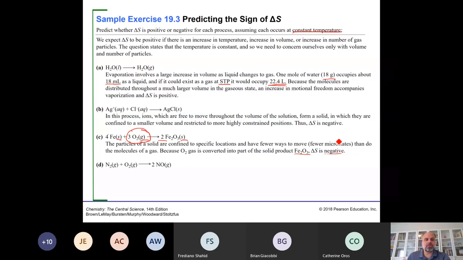And look at D. We have nitrogen as a gas reacting with oxygen as a gas to give us 2 nitrogen oxides as a gas. That's interesting, right?